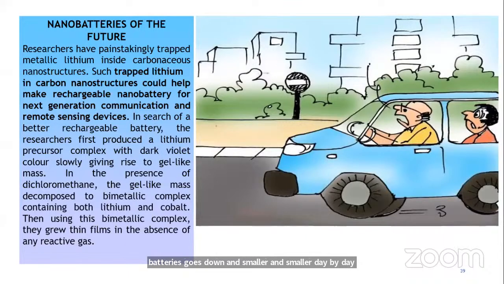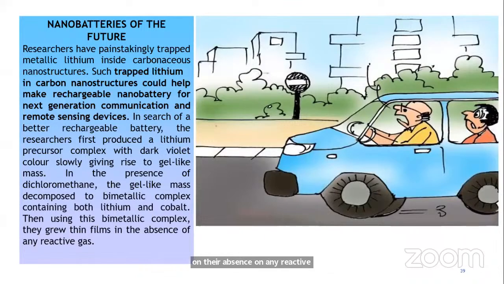So researchers have painstakingly trapped metallic lithium inside carbonaceous nanostructures. Such trapped lithium in carbon nanostructures could help make a rechargeable nano battery for next generation communication and remote sensing devices. In search of a better rechargeable battery, the researchers first produced a lithium precursor complex with dark violet color, slowly giving rise to a gel-like mass. In the presence of dichloromethane, the gel-like mass decomposed to a bimetallic complex containing both lithium and cobalt. Then using this bimetallic complex, they grew a thin film in the absence of any reactive gases.